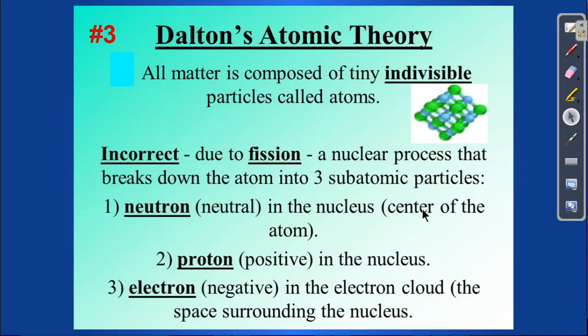Number 3 was also wrong. He didn't know any better, so he didn't know that we could divide atoms into smaller particles, neutrons, protons, and electrons, and we'll see how that was discovered later on. Different scientists have contributed to the understanding of the structure of the atom. We'll be learning about it. Do you know the meaning of fission? Fission is a nuclear process that breaks down the atom into subatomic particles. You can break down those particles by a process called fission. Just know that.